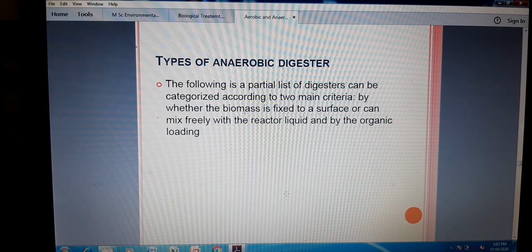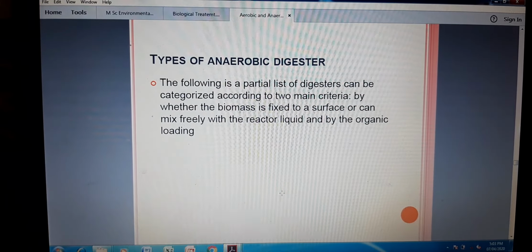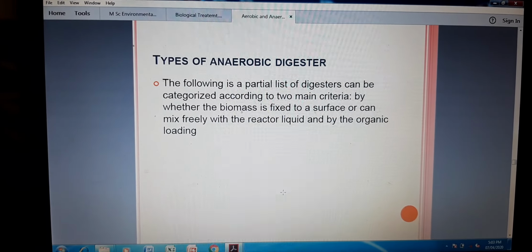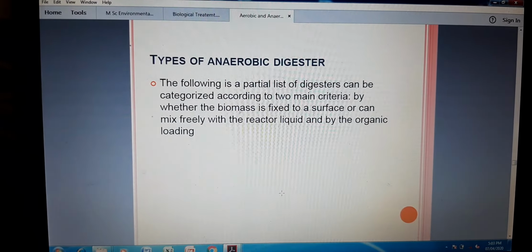What are the types of anaerobic digester? There are many types of anaerobic digesters used for the treatment of wastewater, and the second important use of anaerobic digesters is energy generation. The following is a partial list of digesters, categorized according to the main criteria: whether the biomass is fixed to a surface or can mix freely with the reactor liquid, and by the organic loading.